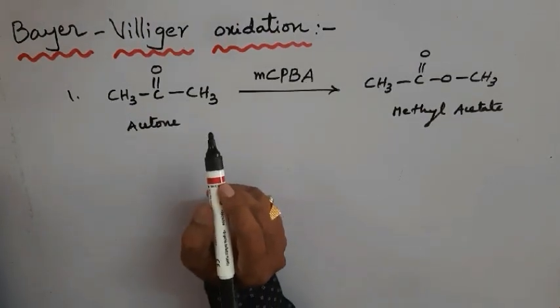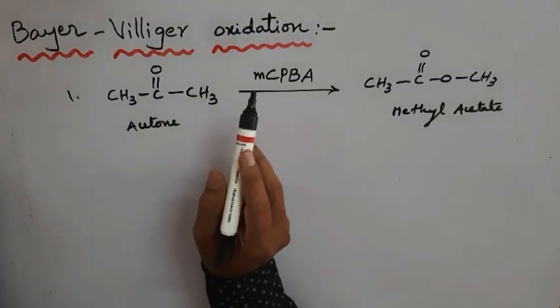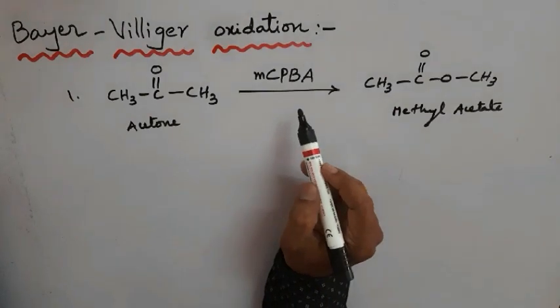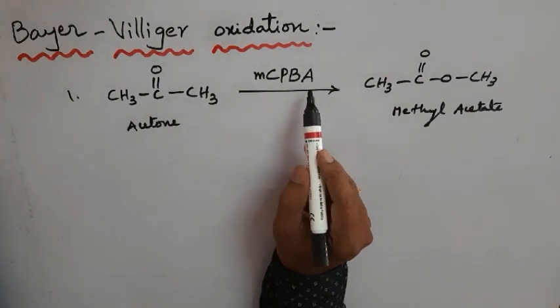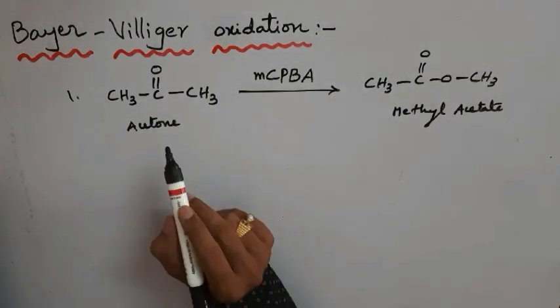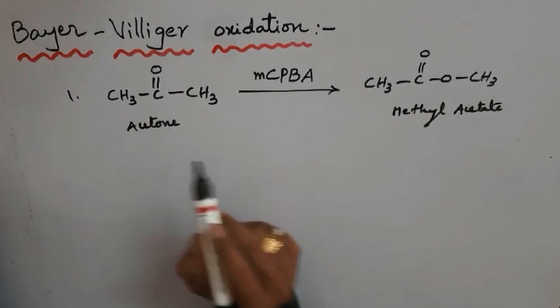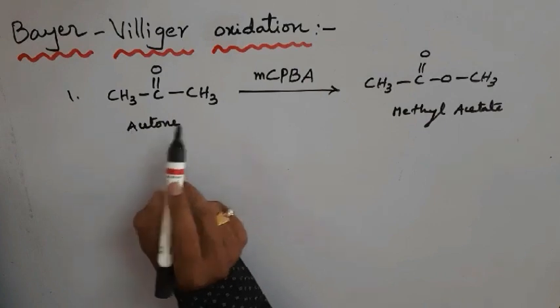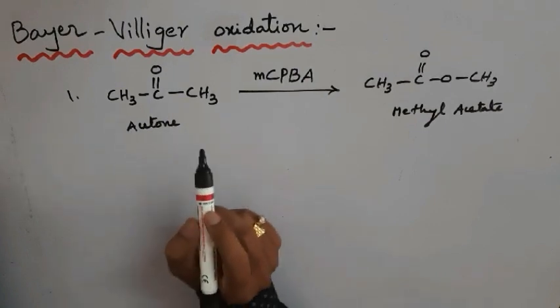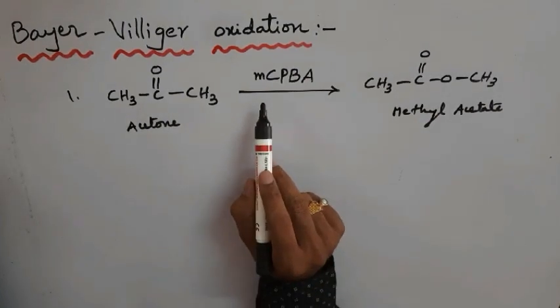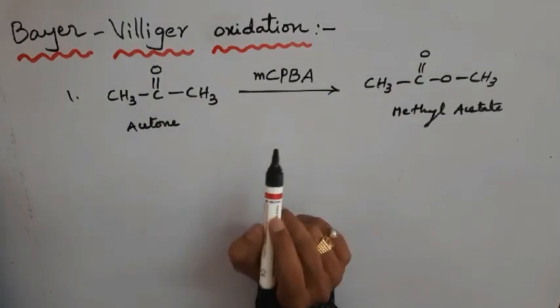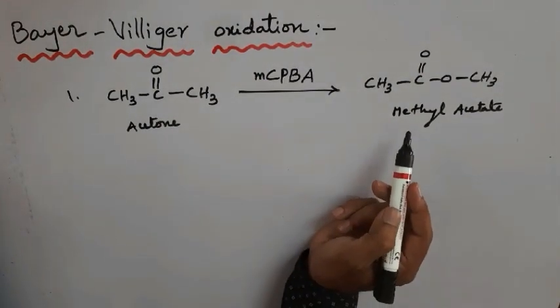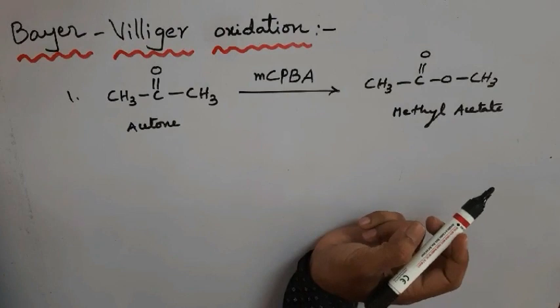As I have already told you, in the Baeyer-Villiger oxidation reaction, a peracid, namely metachloroperbenzoic acid, is utilized for the conversion of a carbonyl compound into an ester. Here I have taken a symmetric ketone, namely acetone. I treated that acetone with metachloroperbenzoic acid, a peracid, and I got methyl acetate as an ester.